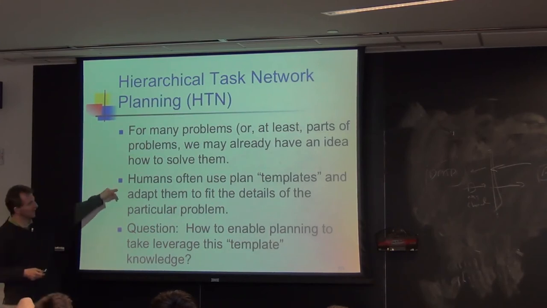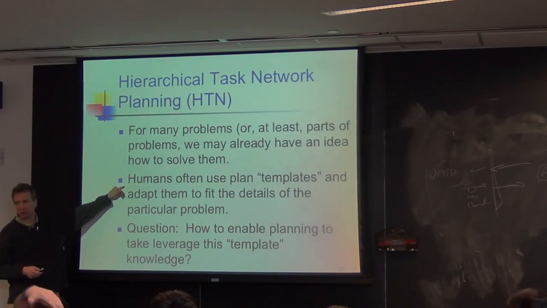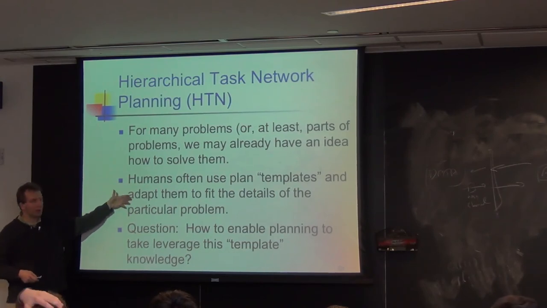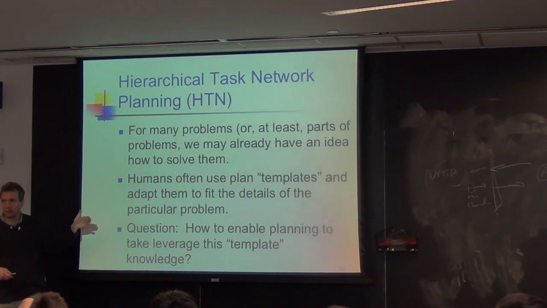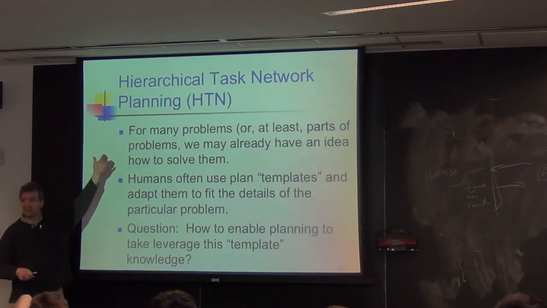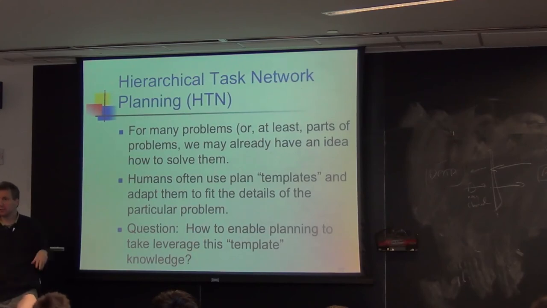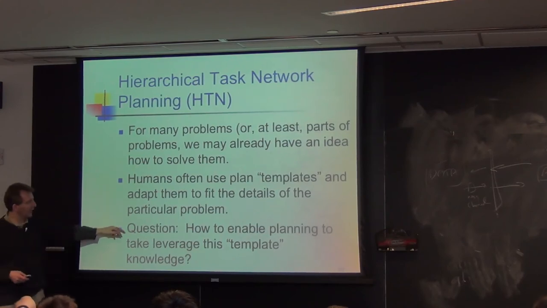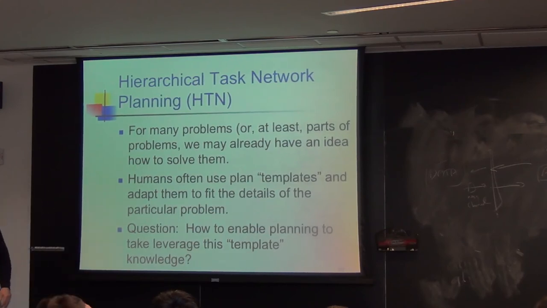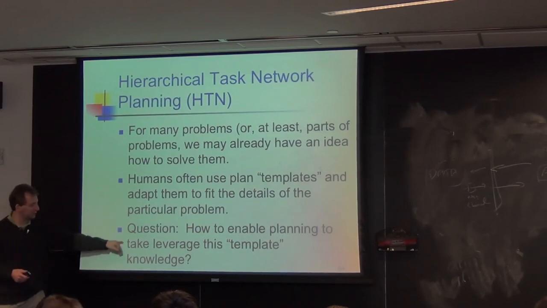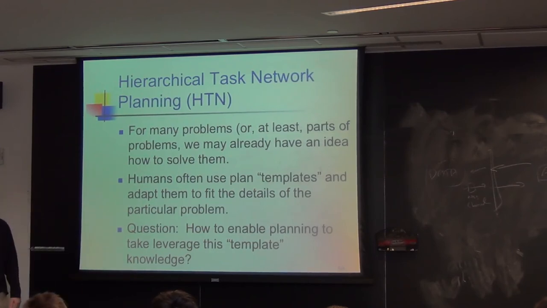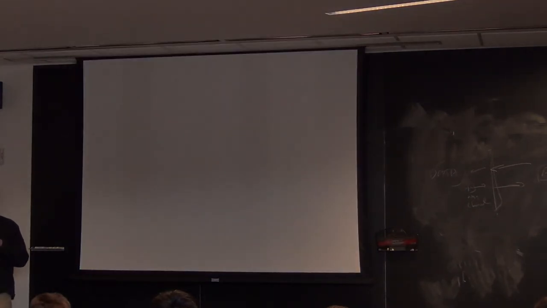So for a lot of things, in particular prescribed things in how we do things in life, we want to be able to encode them. And we encode those in what these HTNs are, or often what you'll see in real-world applications, HTN-like things. And the question is, how do we enable planning to leverage this template knowledge?